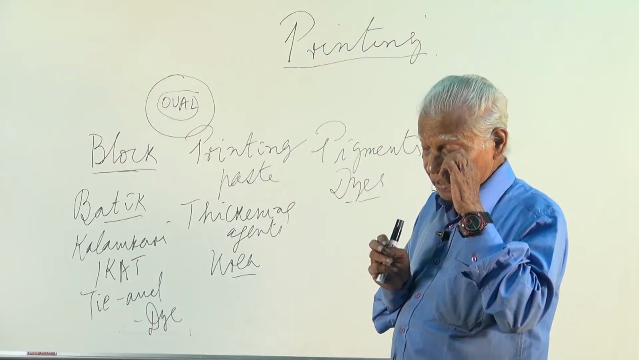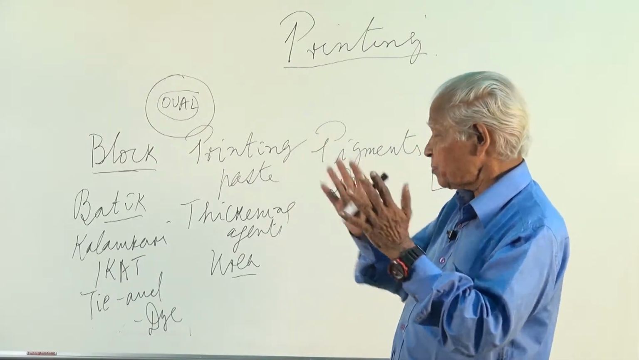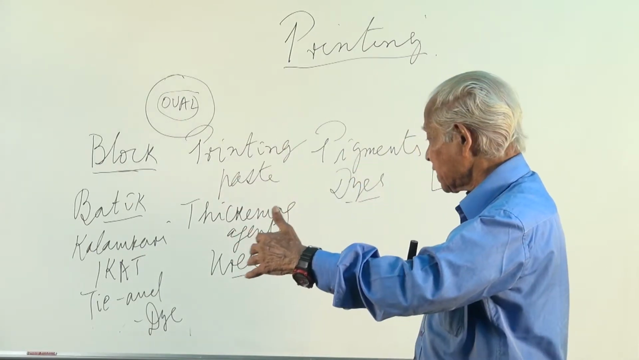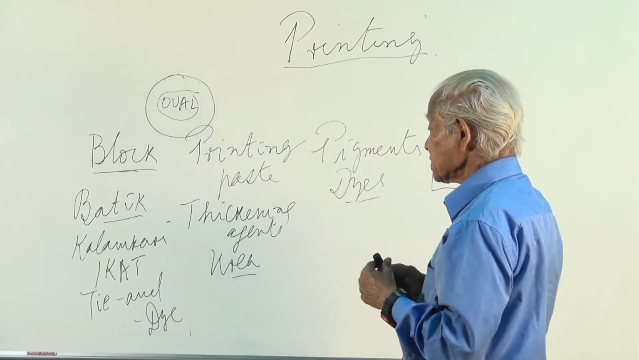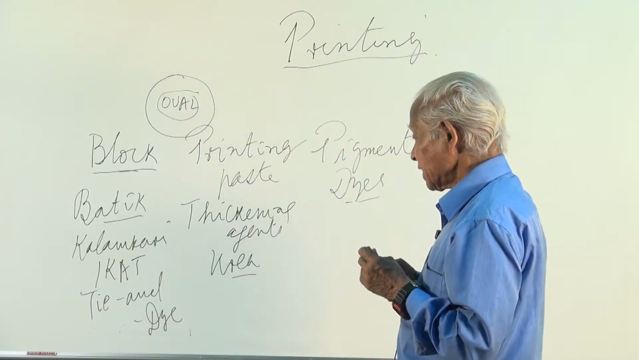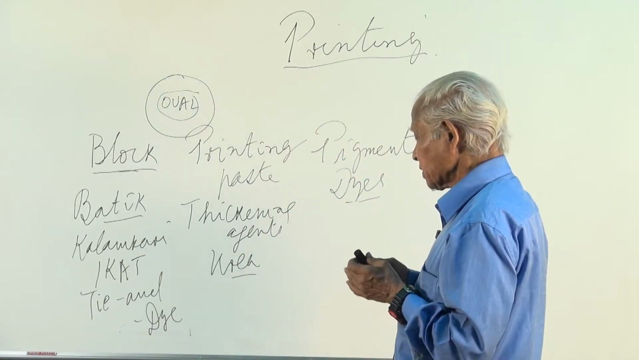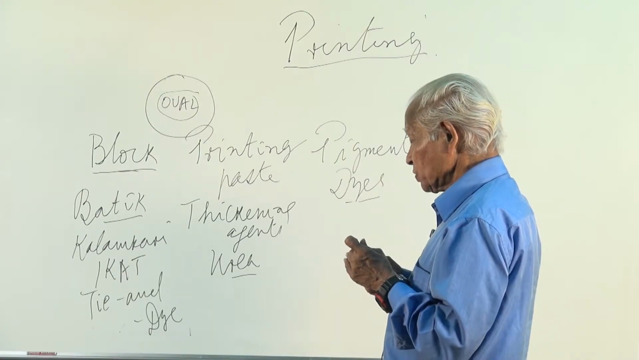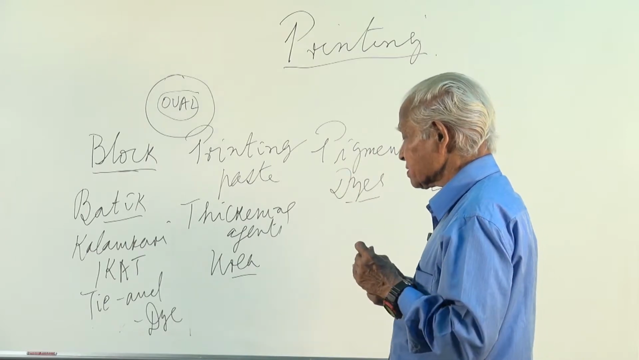This tie and dye gives a particular effect to the fabric. Some portions of the fabric appear to be dyed, some portions do not appear to be dyed, so it alternates, and that is the concept of this tie and dye. Ikat is also the same thing, and these traditional methods were used for producing saris.